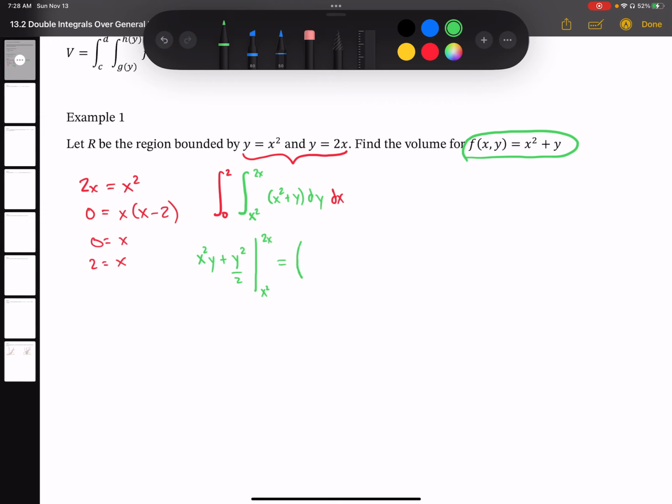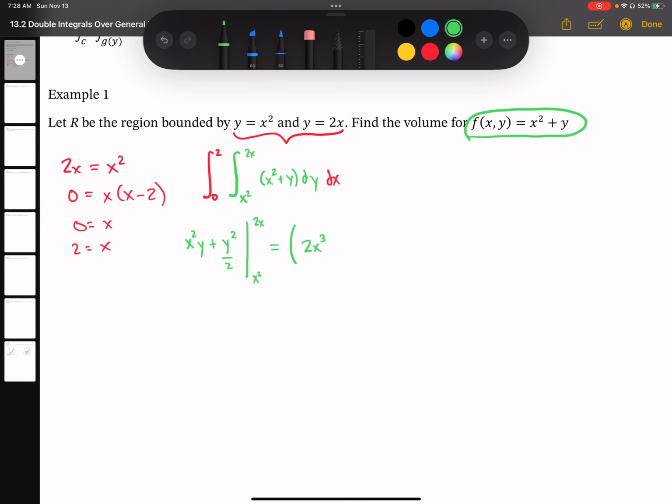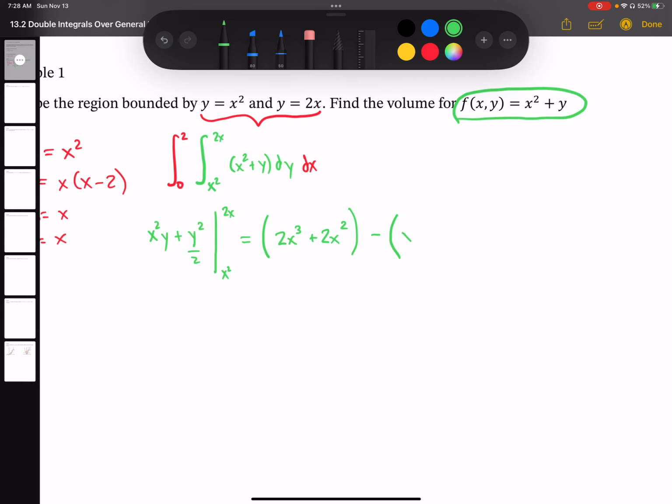So when we substitute in 2x, we're going to get x squared times 2x, which is going to give us 2x cubed. And then we're going to get 2x squared, quantity squared, divided by 2. So 2x squared is 4x squared, and we divide that by 2, so we're going to get plus 2x squared. And then we subtract: when we substitute in x squared, x squared times x squared is going to give us x to the fourth. And then x squared squared divided by 2 is going to be x to the fourth divided by 2.